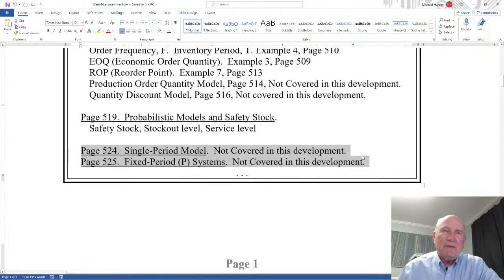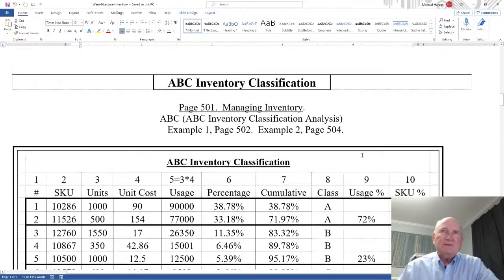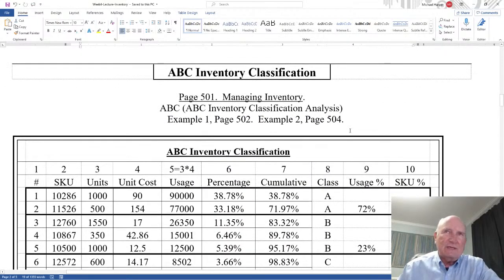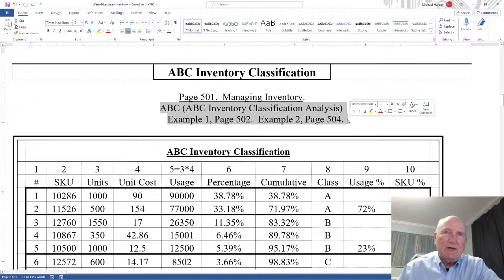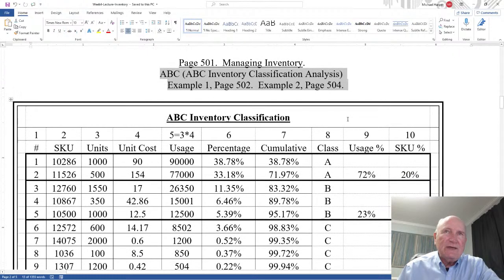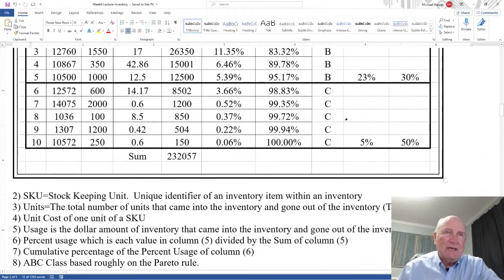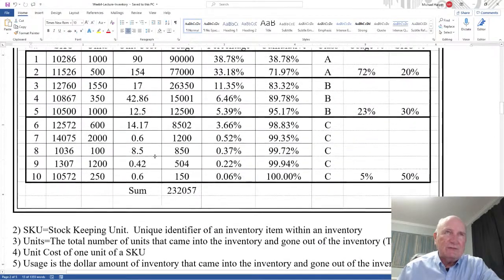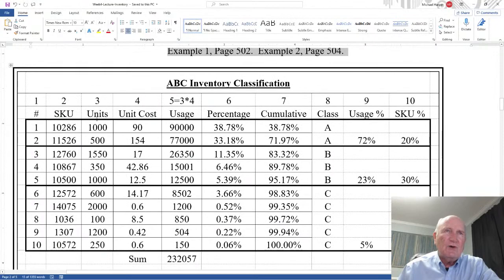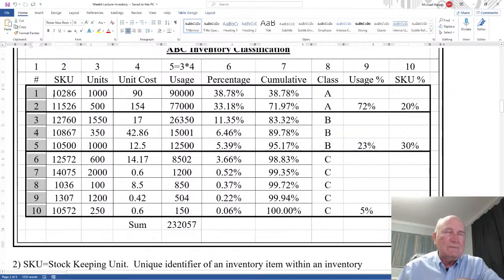Okay, so let's go back and let's start. First, ABC inventory classification. This is page 501, managing inventory. The ABC, example 1, page 502, and example 2, page 504. So here's the idea and some definitions. Now down here below I have the definitions. So first of all, I numbered them 1 through 10. So we have 10 different types of inventory items.